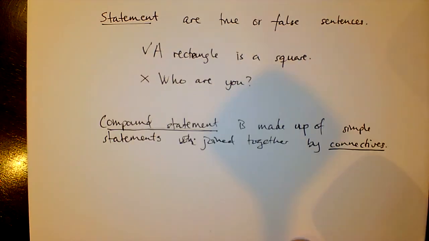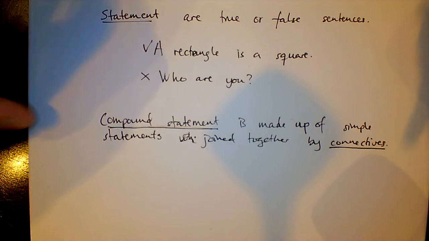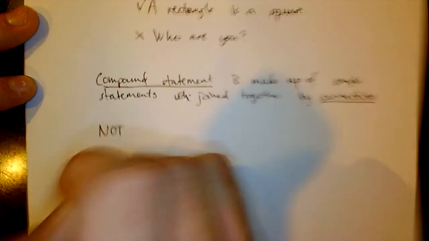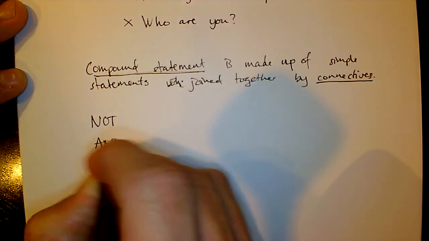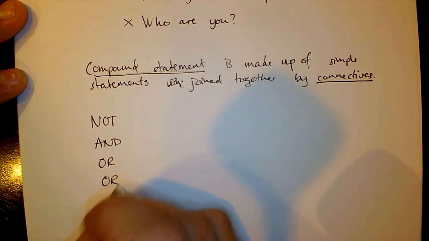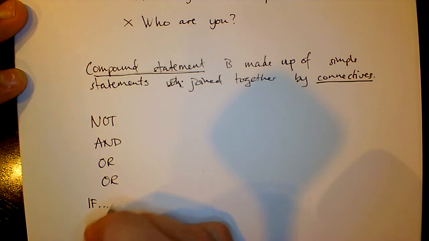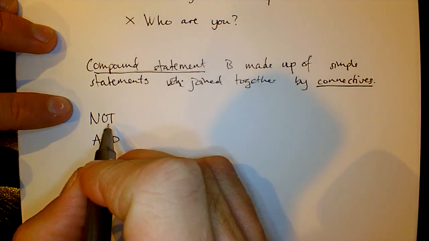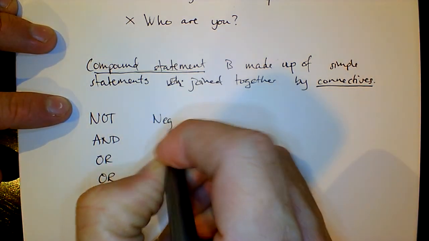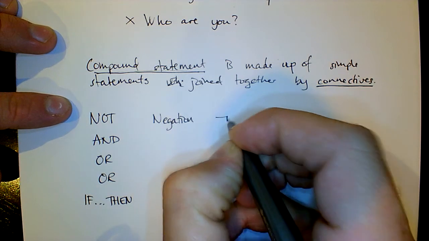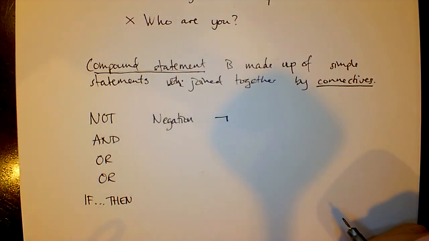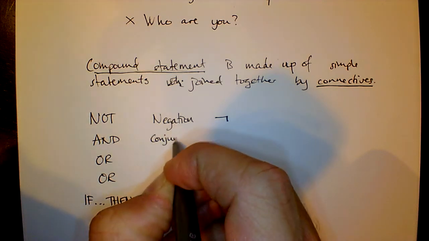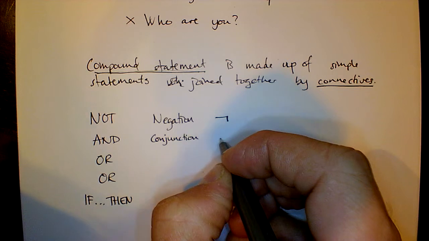So the connectives that we're going to look at in IB Math Studies are the following: not, and, or, and if, then. So not is something that is called a negation, and we use the following symbol. While and is something that's called a conjunction, and we use the following symbol.